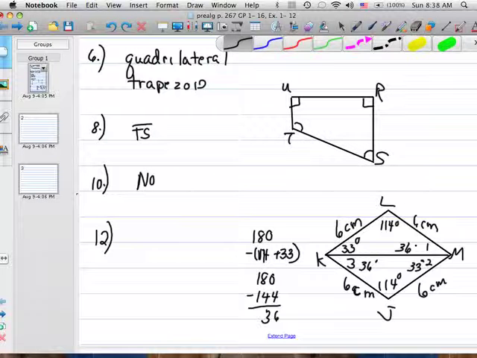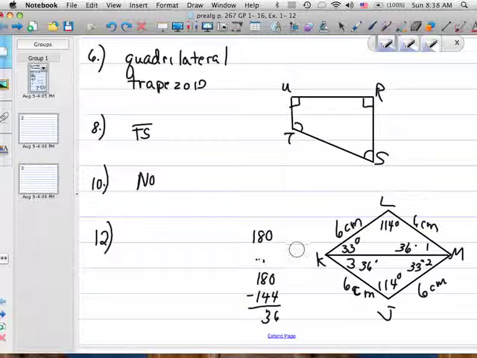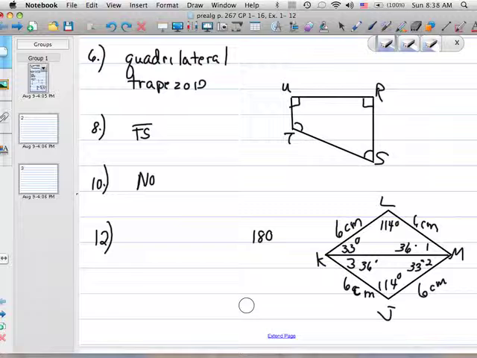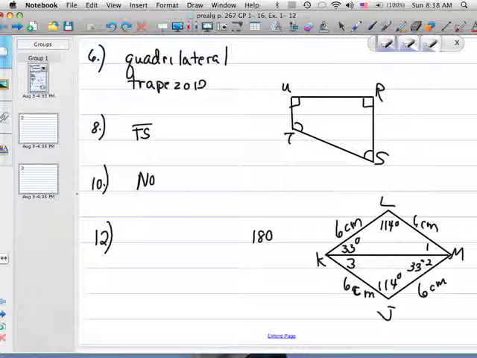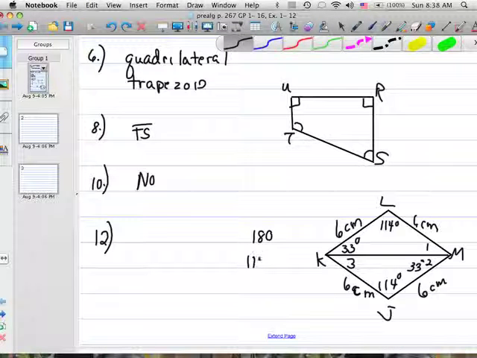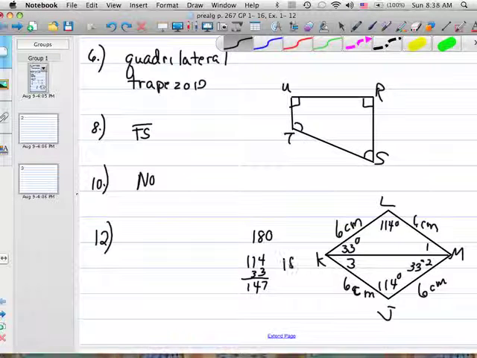Okay, I think I made a mistake here. This is 114, and I add 33. I get 147. So 180 minus 147, that's also 33.